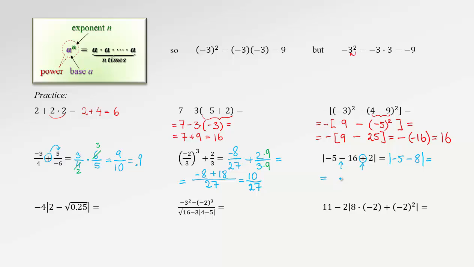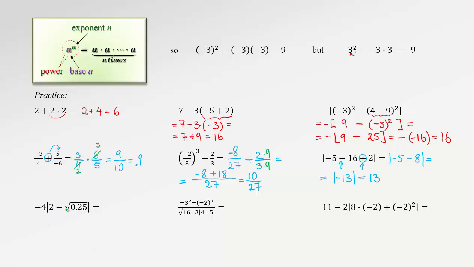Now, I still need to perform whatever is inside this grouping sign, which is absolute value. So, let's perform this subtraction. Negative 5 minus 8 is negative 13. Copy the absolute value. And finally, absolute value of any number ends up to be a positive number, so it's 13. Okay, let's do a couple more examples.